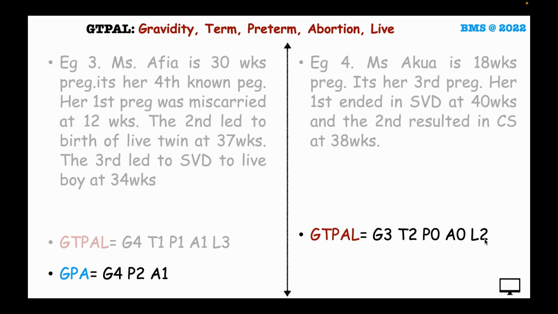L2. Then the GPA is going to be gravida 3, para 2, and A0. Para 2 because both pregnancies went beyond the period of viability, and she's not had any abortion. And so these are the introduction to pregnancy as we've seen.